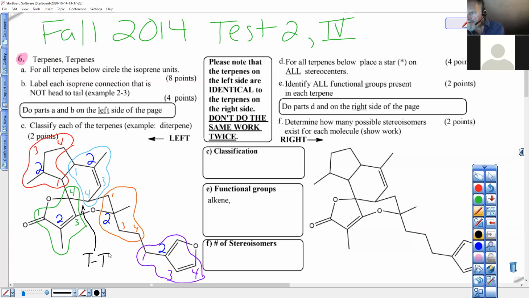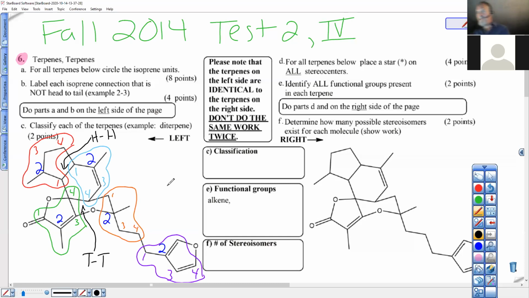And there's a head to head over here. That's the only 2 connections that are not head to tail. Right here's a tail to head, which is the same as head to tail. This is not a connection. There's an O in the middle. 2 is connected to 3, but there's an O. I need direct connections between isoprene units. So there's your only 2 funky connections.